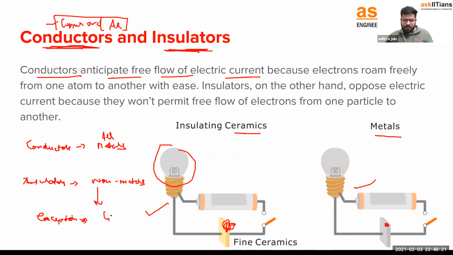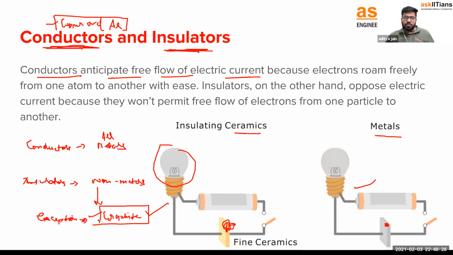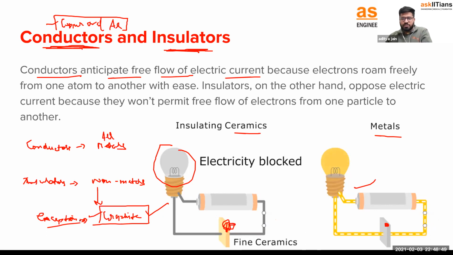is graphite. You have all heard about graphite, you use it in your pencils. So the nib of a pencil is made up of graphite. Graphite is basically a form of carbon. Although it is a non-metal, it is the only exception that it is a good conductor of electricity. That is the property of graphite. That's why I've mentioned it as an exception in non-metals, that graphite is a conductor. So I hope conductors and insulators are clear. What is the basic difference between any conductor and insulator?